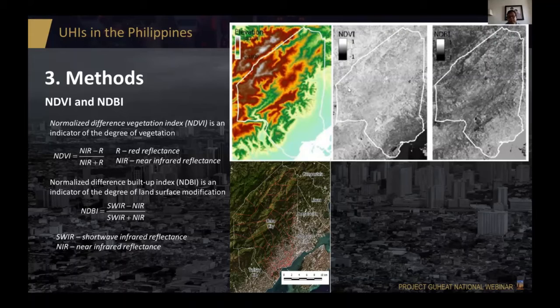Shown in these maps are the elevation, the NDVI, and the NDBI. For reference, I'm showing in this map the location of Cebu City. As you can see, this area near the coast is highly urbanized, whereas the hinterlands, the rural areas of Cebu barangays are sparsely populated.